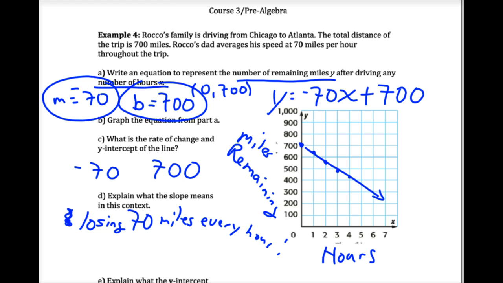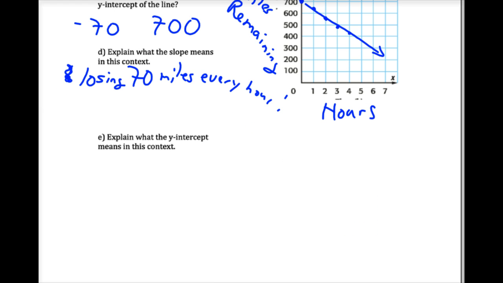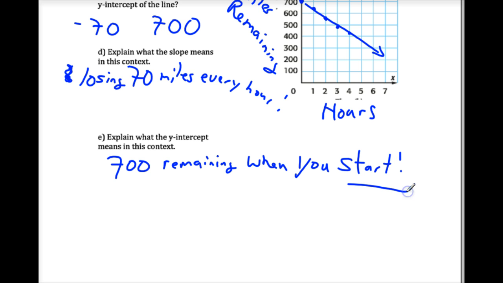Okay? Explain what the y-intercept means. 700 miles remaining to go when you start. So when time is 0, you have 700 miles left to get to Atlanta.